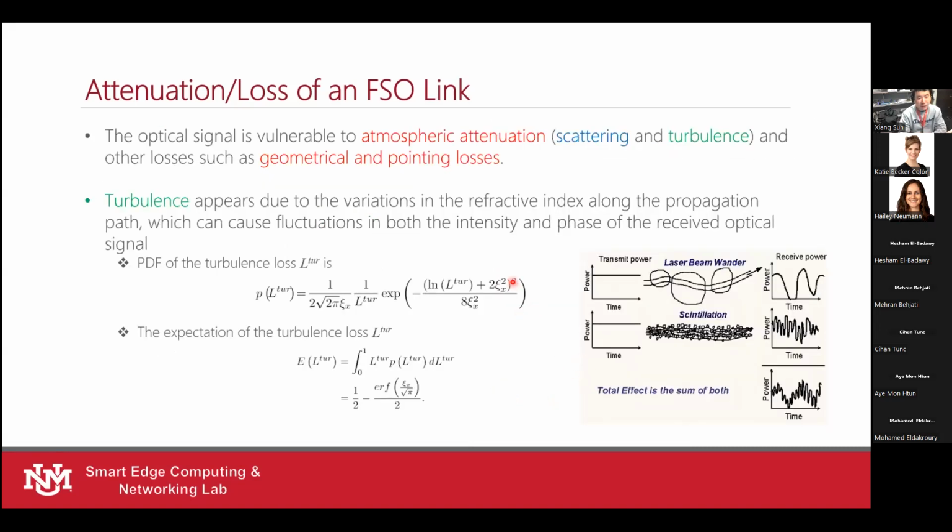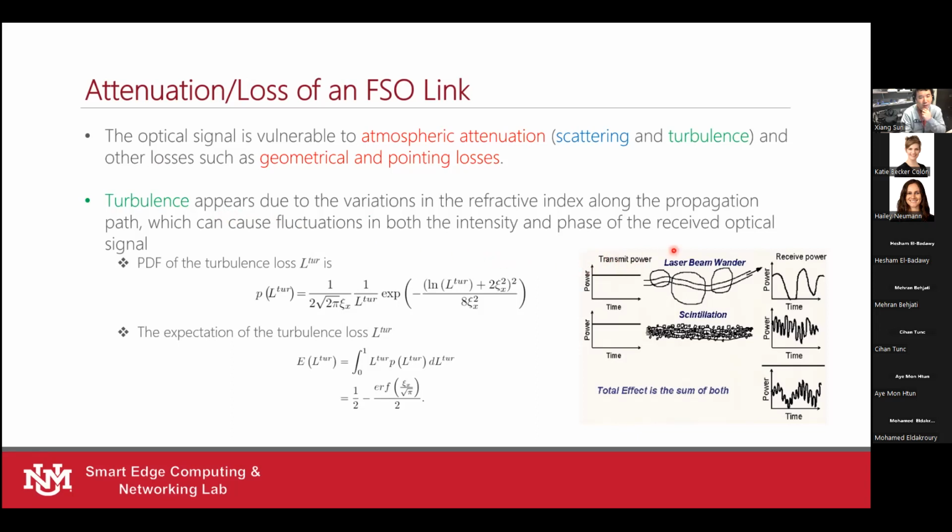So the second type of the attenuation is atmospheric turbulence. Right, so the turbulence normally happens due to the index of the refraction fluctuating, or changing very frequently. So this refractive index fluctuation is caused by the temperature, pressure, and the wind variations along the optical propagation.